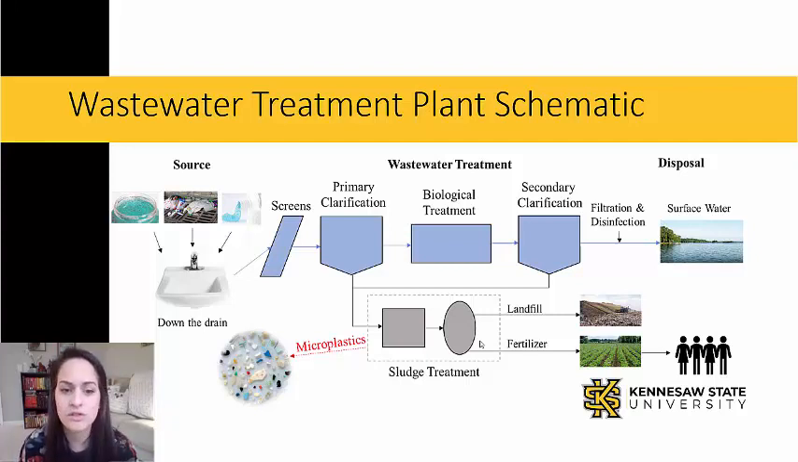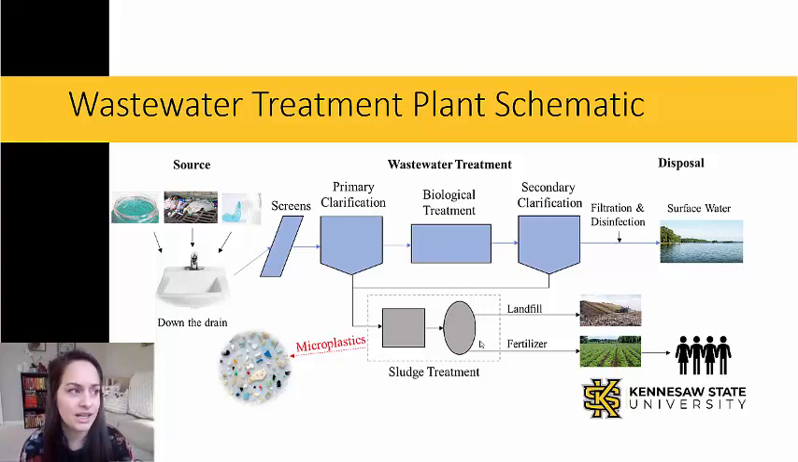From here, we also have screens, we have primary clarification, we have biological treatment where we're using those microbes to break down our waste for us. Then we have some more sedimentation and clarification. We filter it, disinfect it, and then we send it on its way to another surface water. So where do the microplastics go?